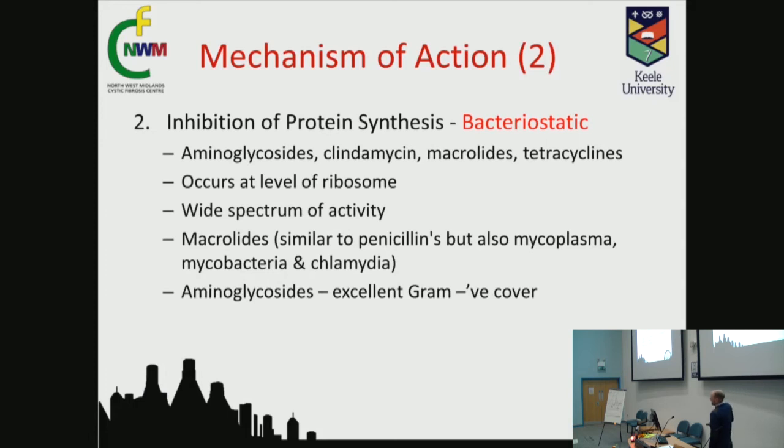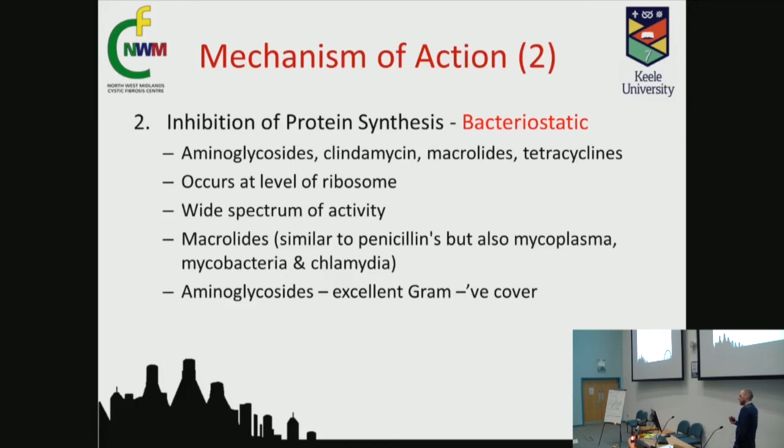The next mechanism of action is antibiotics that stop the bacteria synthesizing proteins. When you do this, you stop the bacteria being able to replicate, and therefore they talk about this being bacteriostatic, as opposed to bactericidal. There's a whole group of antibiotics that do that, the aminoglycosides, macrolides, tetracyclines, and basically they all do that at the ribosome level. They bind to the ribosome and stop it being able to produce the protein.